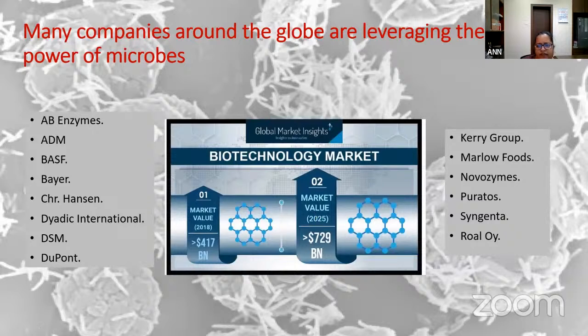Now, let me start by telling you some of the companies around the world which are leveraging this power of microorganisms. Common names that you would know of are the DuPonts, the DSMs, the BASFs, the ADMs. All these are industries which use microorganisms, and they benefit by this. They are able to produce small molecules, pharmaceutical ingredients, food items, a whole lot of fuel items, multiple things can be got out from here.